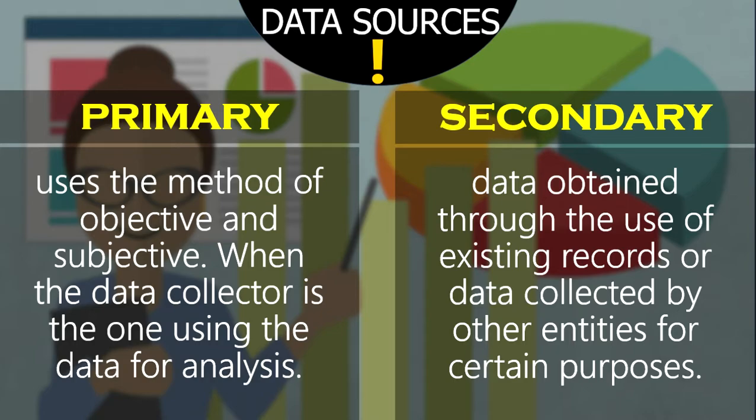Okay, so when it comes to the primary data collection, it is considered as the most authoritative and authentic data collection method. Okay, while the secondary data, it's the data obtained through the use of existing records or data collected by other entities for certain purposes. So it is said to be another person's original bank of knowledge.